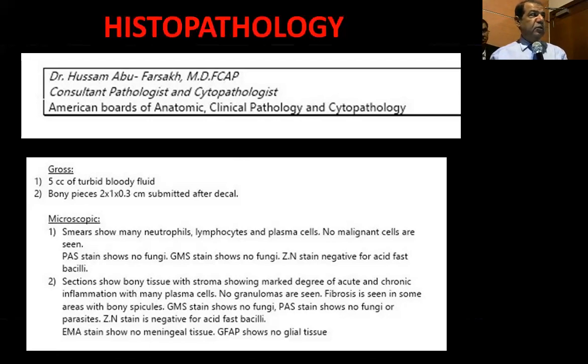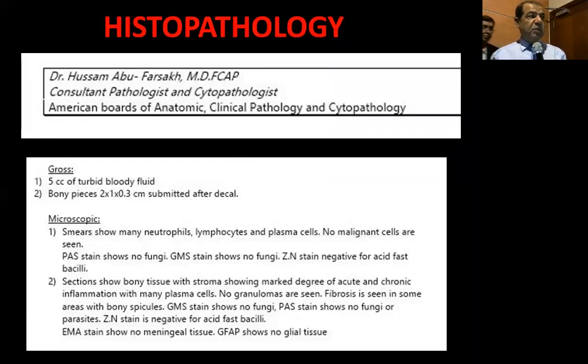At least it should include PAS stain. PAS stain, just to enlighten people that are not used to this, we use it to stain for fungi, but it also stains for parasites. GMS stain is another stain that stains for fungi, and almost all of the time we use both, because some of the fungi stain with either of them, not all fungi stain with both. Ziehl-Neelsen stain, we use to stain for acid fast bacilli.